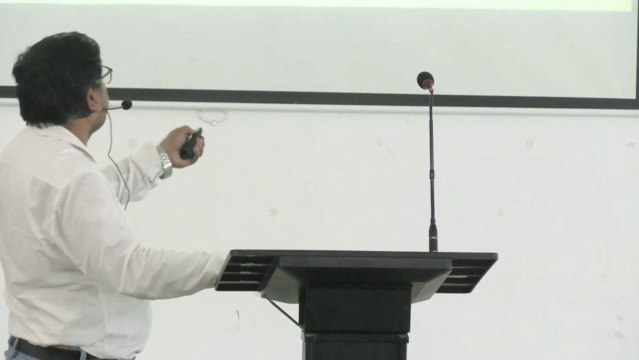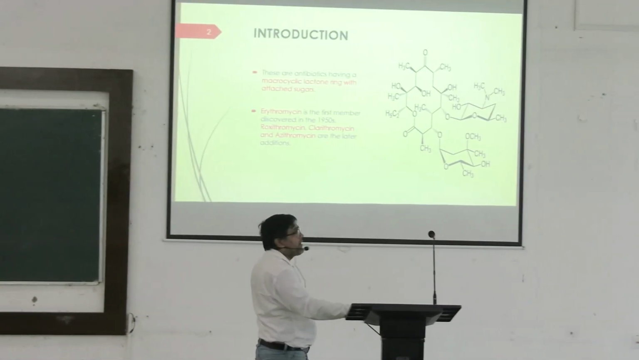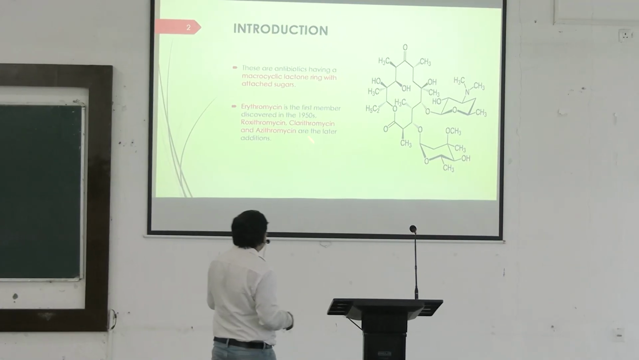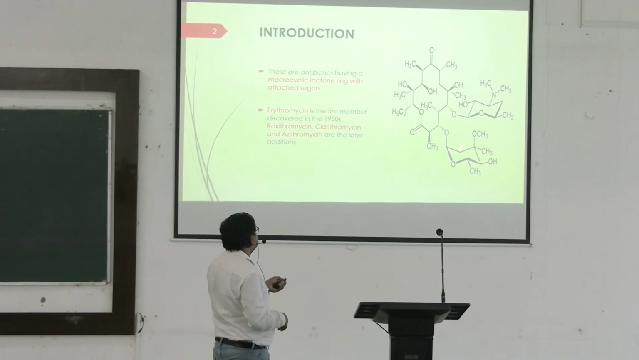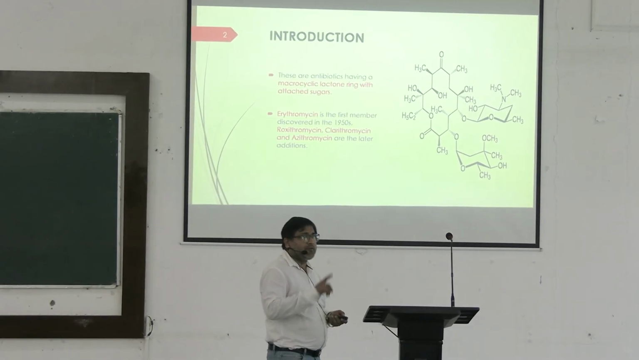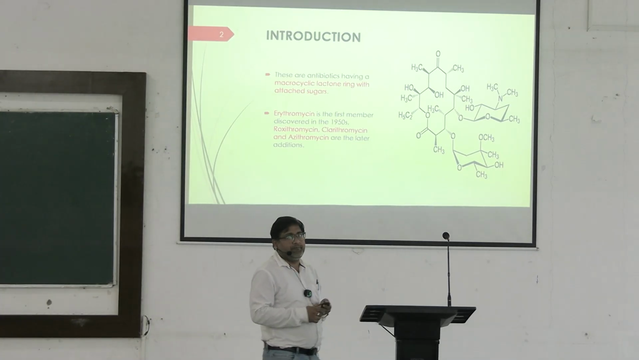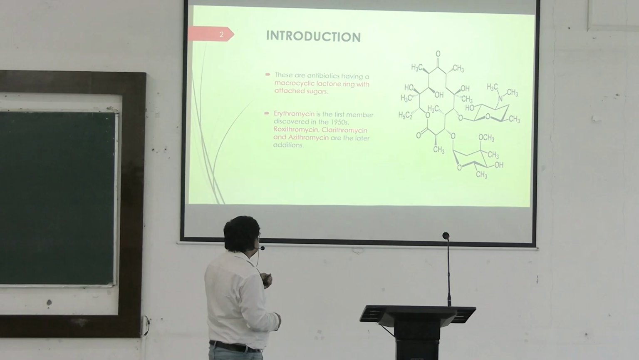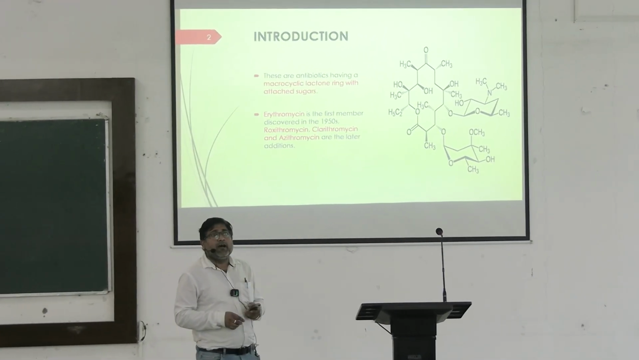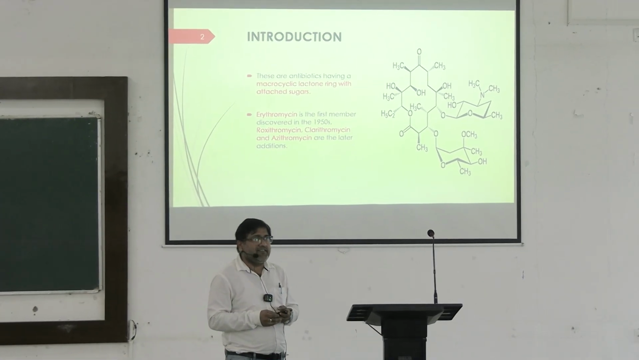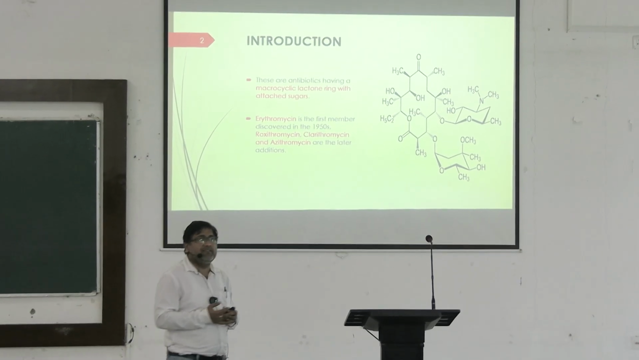macrocyclic lactone ring. This is the macrocyclic lactone ring which is included in the macrolide structure. So these are antibiotics having a macrocyclic lactone ring with attached sugars. Now the first prototype drug in the macrolide antibiotic group is erythromycin. Erythromycin is the first member that was discovered in the 1950s, and later on other drugs were included in this category that included Roxithromycin, Clarithromycin, Azithromycin and Spiramycin.